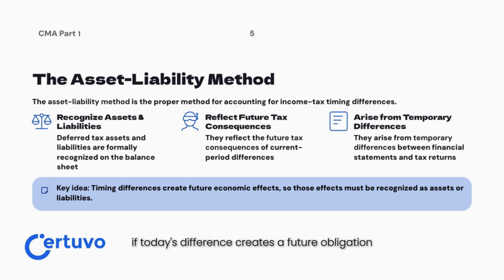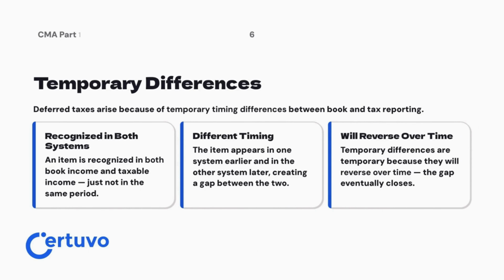If today's difference creates a future obligation, we may have a deferred tax liability. Let's move to Slide 6. Slide 6 explains temporary differences. The slide says that deferred taxes arise because of temporary timing differences between book and tax reporting. A temporary difference exists when an item is recognized in both book income and taxable income, but not in the same period. That is the key phrase, recognized in both systems, but at different times.